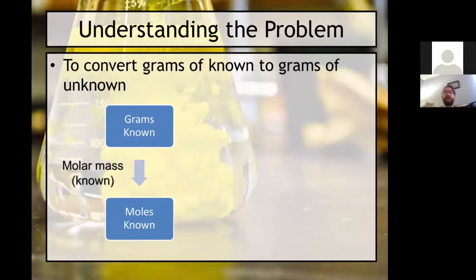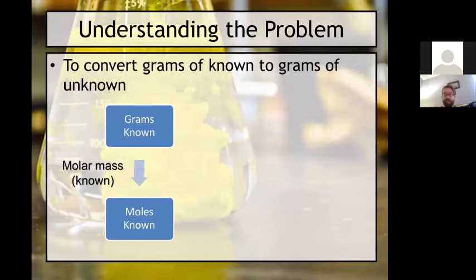To get from grams to moles, I'm going to use molar mass. If you remember how to find molar mass, that's going to your periodic table. For water, it's H2O. H is 1 gram per mole. Oxygen is 16 grams per mole. So 1 plus 1 plus 16, because there's 2 hydrogens, gives you 18. That's where that 18 came from before. So we're going to go from grams to moles for the first step.